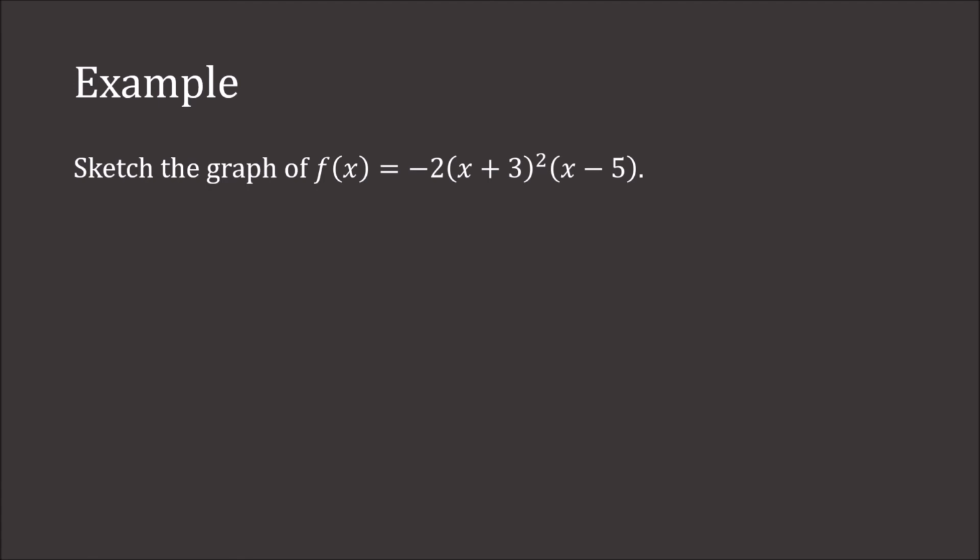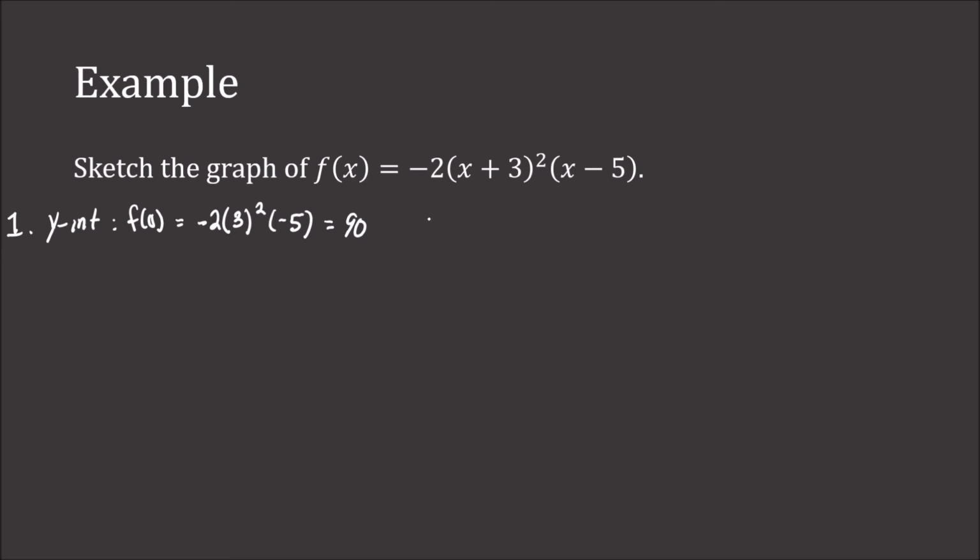So we're going to sketch the graph of this polynomial. The first step was to determine the intercepts. So the y-intercept, f of 0, we get -2 times 3 squared times -5. So we have 10 times 9, which is 90.